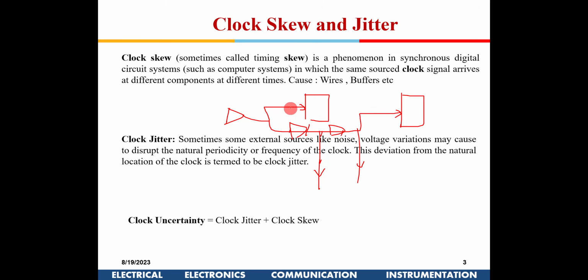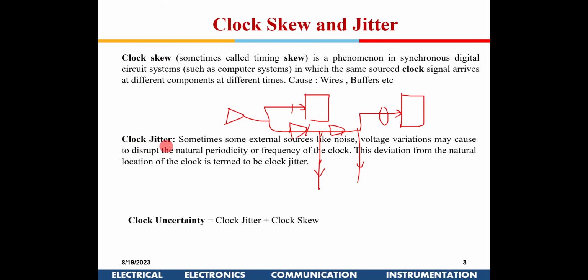Right, so again in this case also, because of the buffers which have been inserted in between, each buffer might have some specific time delay, so that can also cause a net difference in time in the clock timings, right, which is reaching here and which is reaching here. So these things can cause clock skew.